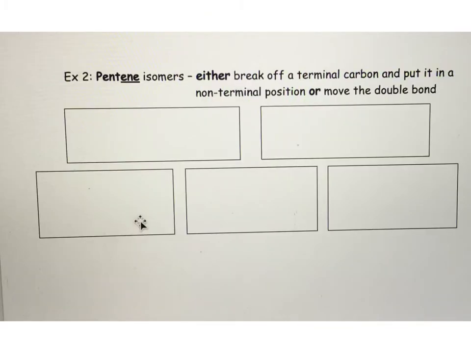So now we're going to practice with pentene isomers. Pentene has a double bond. So the first thing that I'm going to do is draw my 5 carbons.